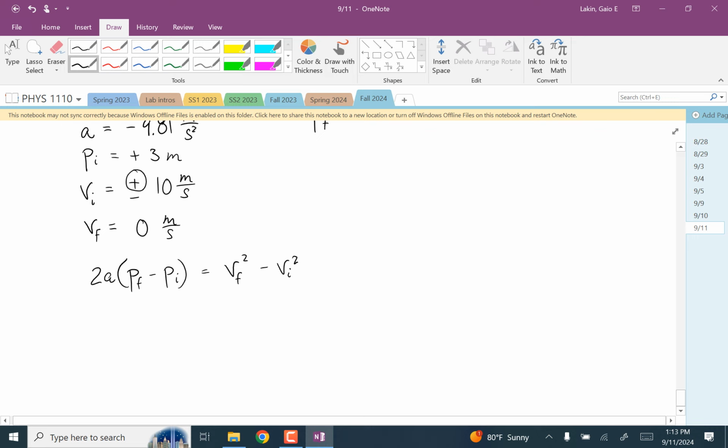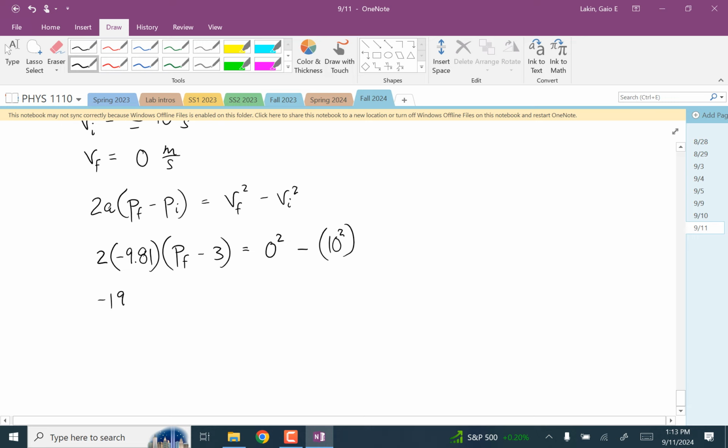Okay, so now plug this stuff in. 2 times negative 9.81 times the quantity PF minus 3 is equal to 0 squared minus 10 squared. Remember that that negative is outside of the squared. Otherwise, the negative would go away, and that'll mess up your answers.